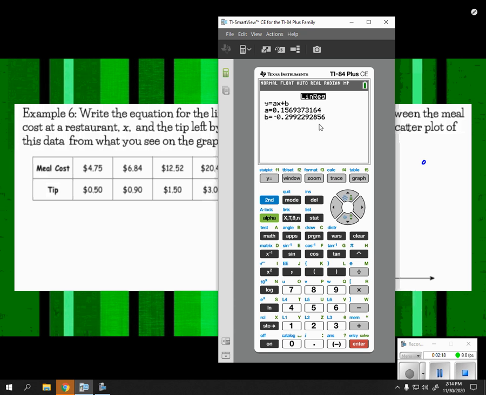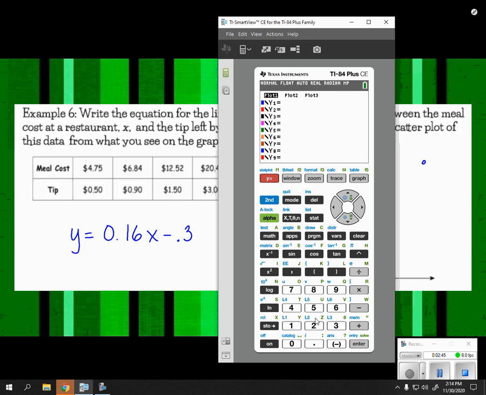So y equals, this one's got a lot of decimals, so let's go ahead and round. So y equals 0.16x minus, and I would probably go with 0.3. You could do 0.0299. That is probably a little bit better, but that's going to be our regression equation. Let's just see what happens when we put that in. Go to y equals 0.16x minus 0.3. We're going to go to graph, and there we go.